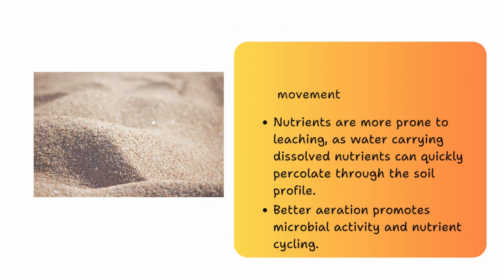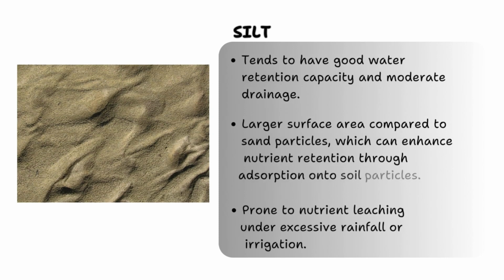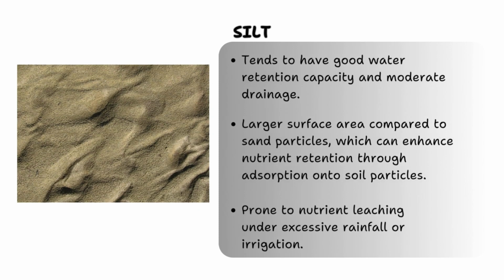The next category is silt. Silt soils are composed of medium-sized particles that are larger than clay but smaller than sand. They typically offer good nutrient retention and drainage properties. While silt soils have moderate water retention capabilities, they can hold nutrients relatively well, promoting nutrient availability to plants. Their balanced texture provides an optimal environment for root growth and nutrient uptake, contributing to healthy plant development.